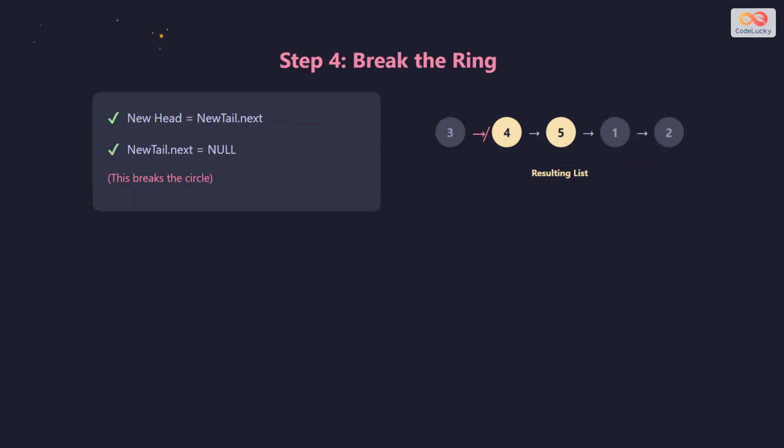Finally, the node next to our new tail becomes the new head. We save that reference. Then, we set the new tail's next pointer to null. This breaks the circle and restores the linear structure of the list.